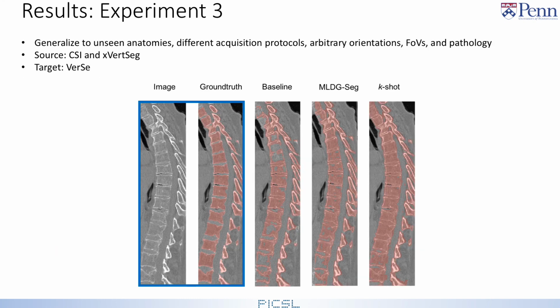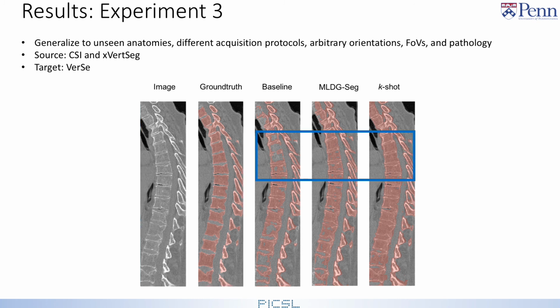In experiment 3, the source domains consist of CSI and expert datasets and the target consists of the versatile VERSE dataset. Here the aim is to generalize to unseen anatomies, different acquisition protocols, arbitrary orientations, field of views and pathology. The figure depicts the superior performance of MLDG sec over the baseline on a compression fracture subject from a different distribution than the training set, where MLDG sec is able to segment more vertebrae completely than the baseline. The K-shard setting further improves the performance by segmenting the remaining vertebrae not segmented by baseline or MLDG sec.